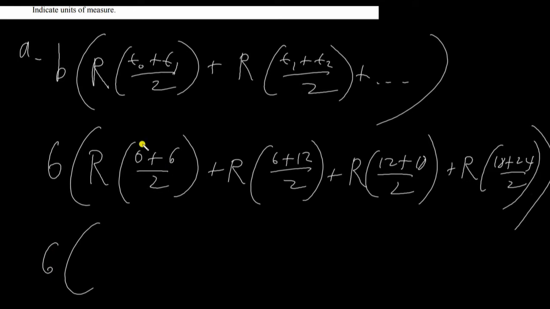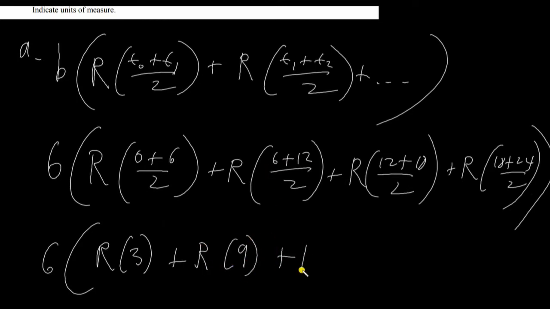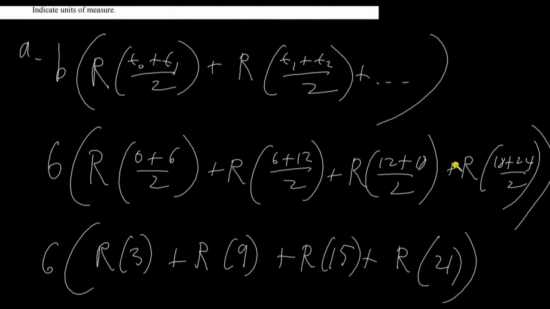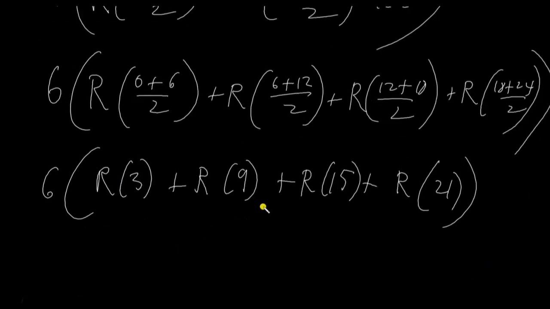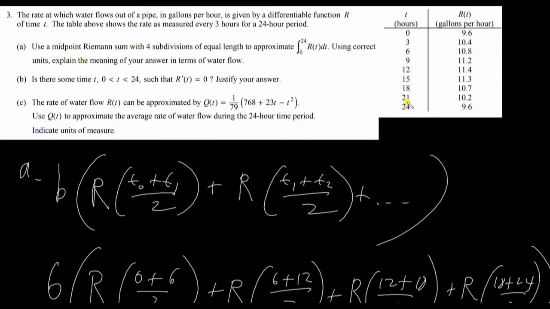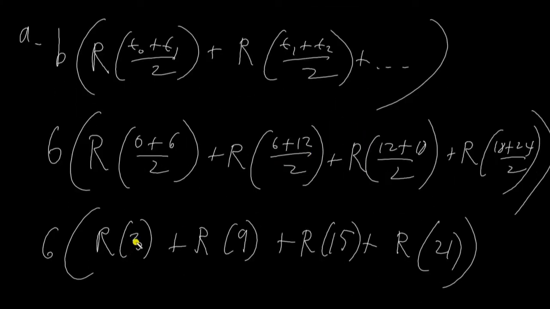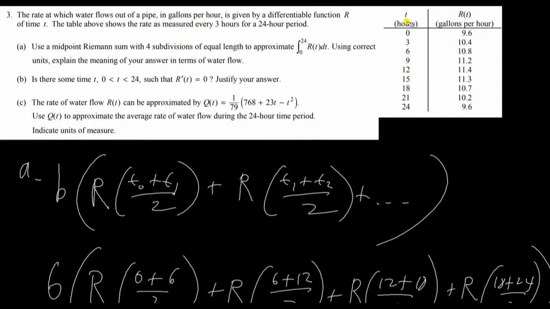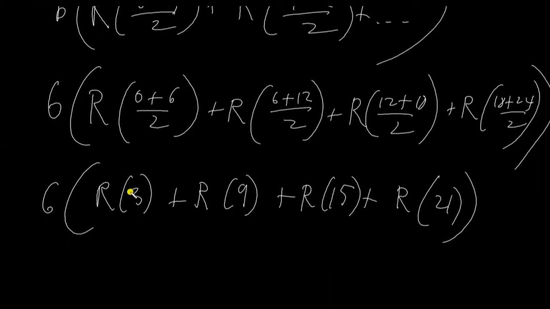Let's simplify this a bit by solving these numbers here. 0 plus 6 over 2 is 3. 6 plus 12 over 2 is 9. 15. And 21. And then how are we going to get r of 3, r of 9, and so on? Well, we're going to use this table that they gave us. So r of 3 is going to be, at time t equals 3, the r value is 10.4. So r of 3 is 10.4.